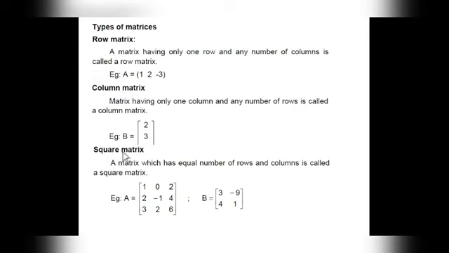Next, the third type is square matrix. A matrix which has equal number of rows and columns is called as a square matrix. For example, here we have two matrices. In these both the matrices, the number of rows and columns are equal. This matrix is of order 3 by 3 and this matrix is of order 2 by 2. Both the matrices, number of rows and number of columns are equal.